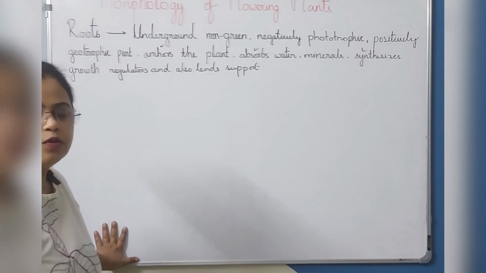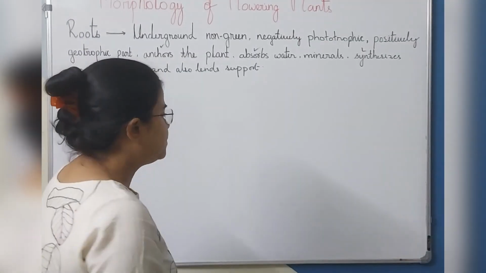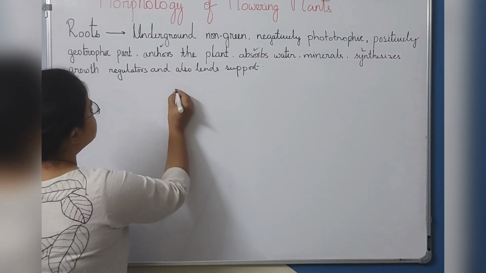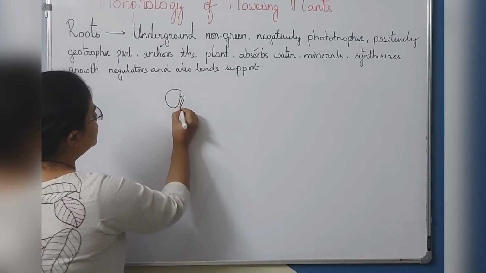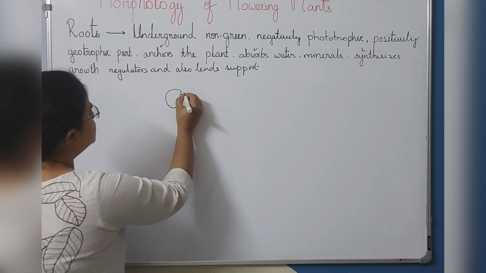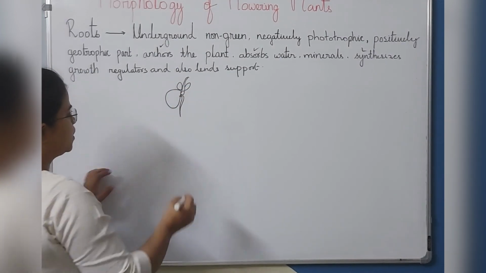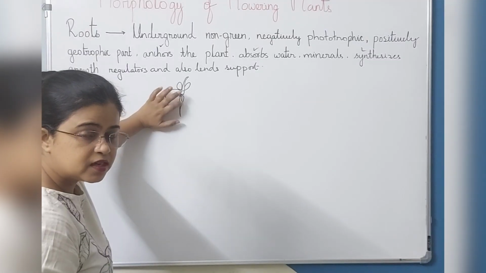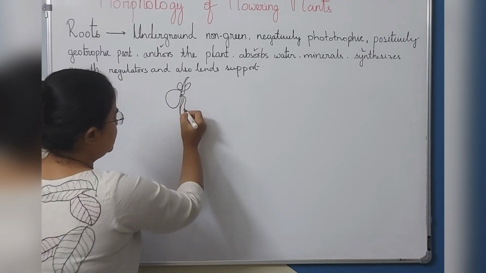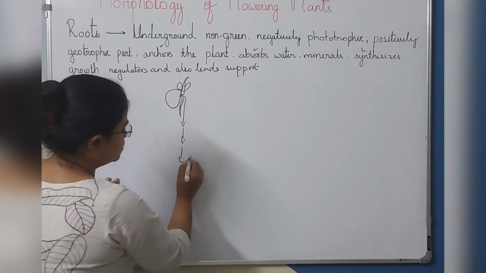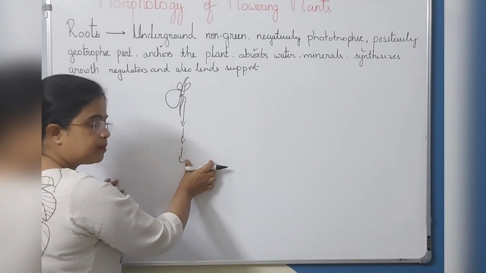Root does not show distinction of nodes and internodes, but how does root arise? This is the seed, okay? This is the radical, and then this is the plumule. Clear? The radical gives rise to the primary root or the first formed root. It elongates and keeps growing towards the ground. That is, the first formed root is the primary root.